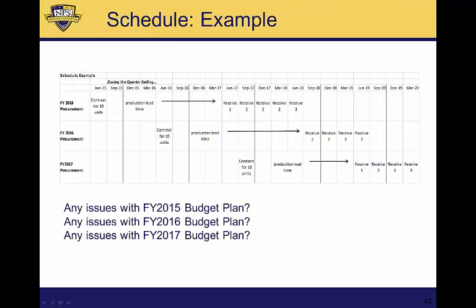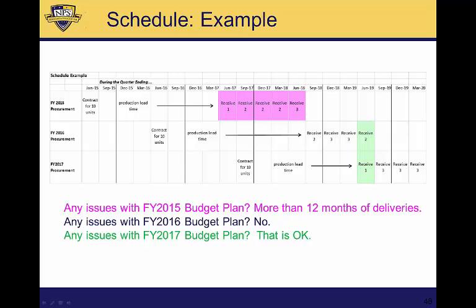Here's a program that's contracting for 10 units in 3 successive years. And those years have different delivery schedules. And the question is, are there any issues with what they've done for 15, 16, and 17? Well, if we look at them, we can see that in FY15, they're seeking more than 12 months worth of deliveries. They've got 5 calendar quarters of deliveries. And so that 5th quarter may be viewed as excessive and should move out of the FY15 budget and probably into the FY16 budget.